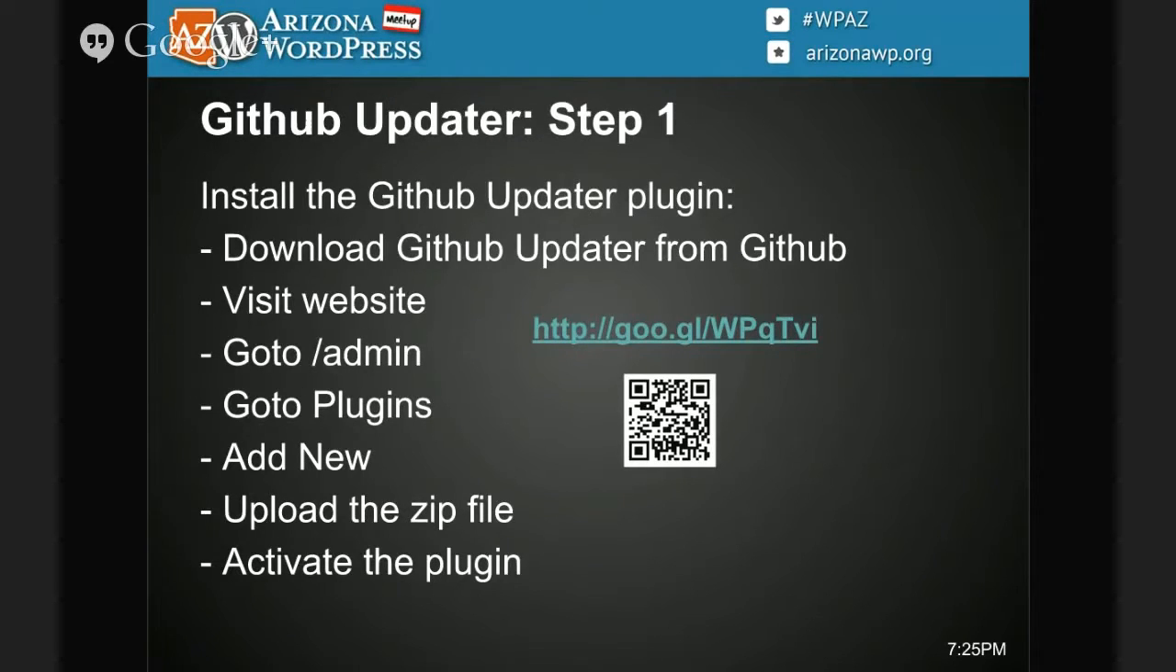So, step 1. I'm going to walk you through how you would do this. If you are going to create your own plugin and use the GitHub Updater system, this is what you do. Install the GitHub Updater plugin. Again, the slides are available publicly, and that is a link to the plugin that you download and install. So you go to the GitHub Updater for GitHub plugin. You visit your website. So SethCarstens.com, you'd go to /admin.